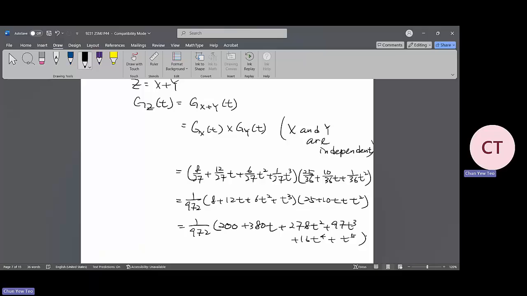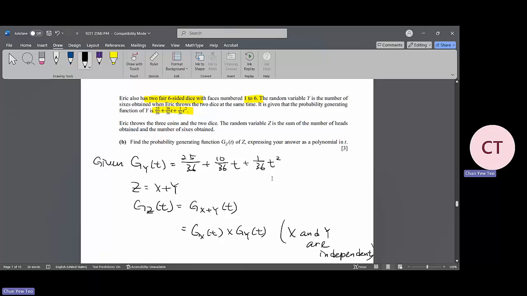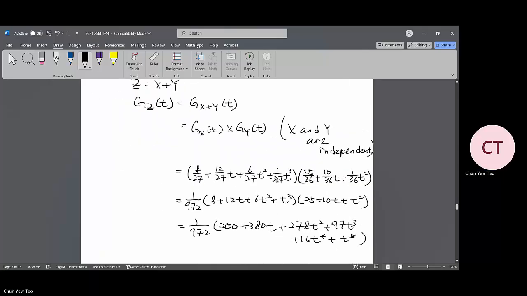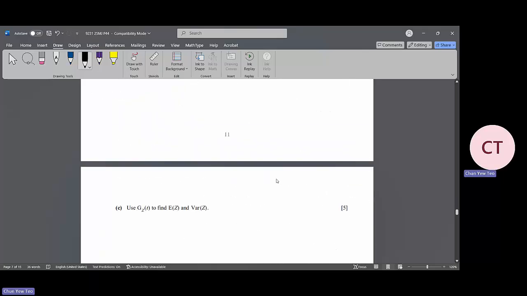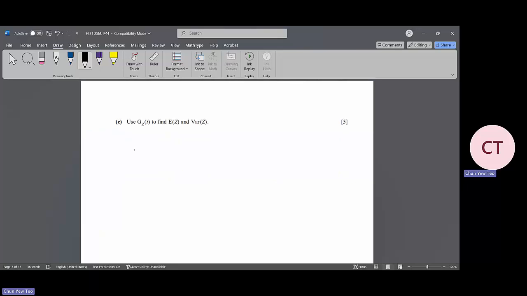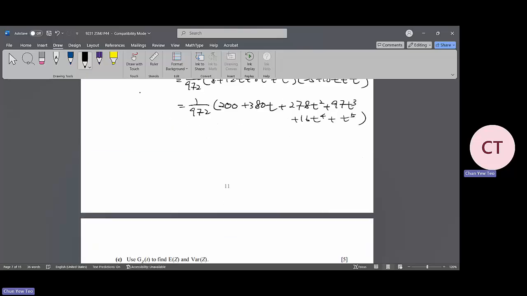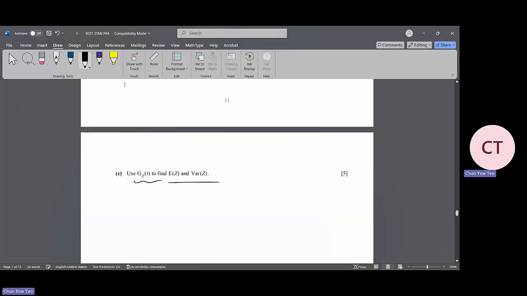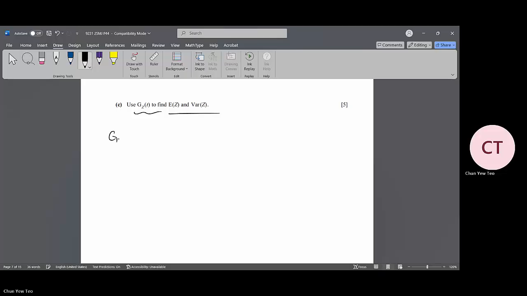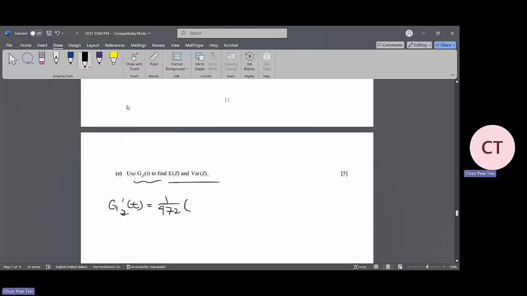Okay, so this will be the answer for question number 5B. Now we move on to 5C, and we want to use this G(z) to find the mean and the variance of Z. Over here, let me just write down. I need to find G prime of z, so it will be 1 over 972.